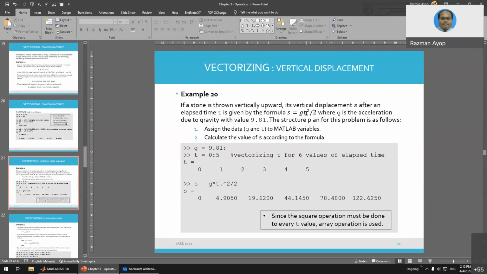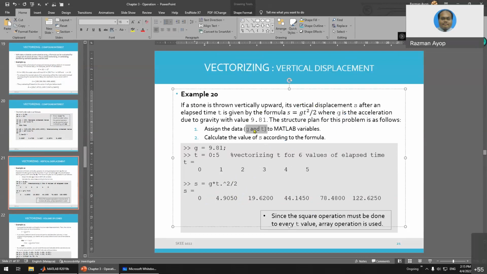But the problem becomes more complicated if you have multiple values. Let us check. You have two values changing. If you have two values changing, you need to use array operation. That's why array operation is important. Matrix operation is for matrix calculation, but array operation is usually for when you have multiple values changing.